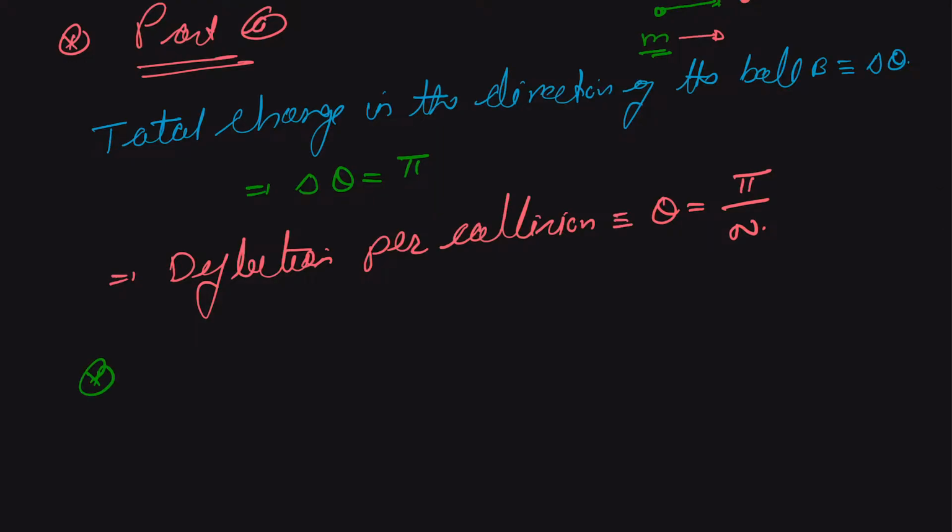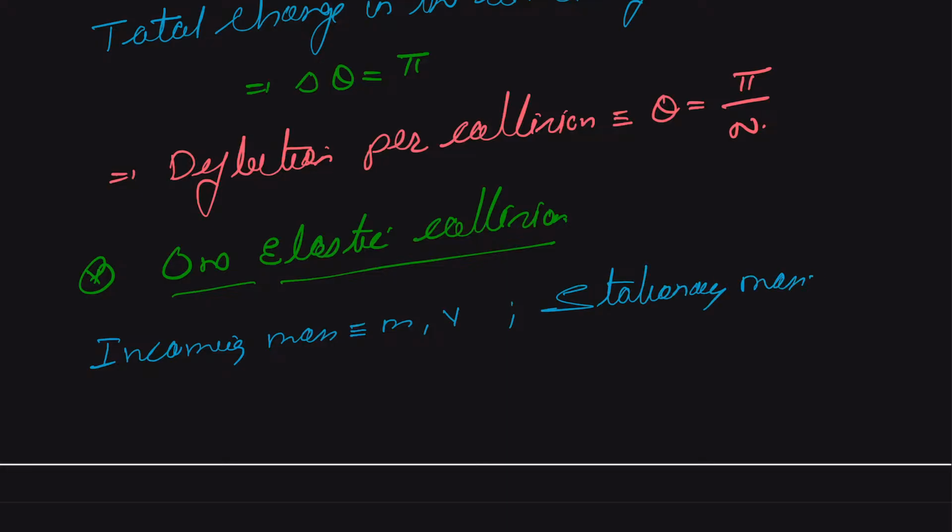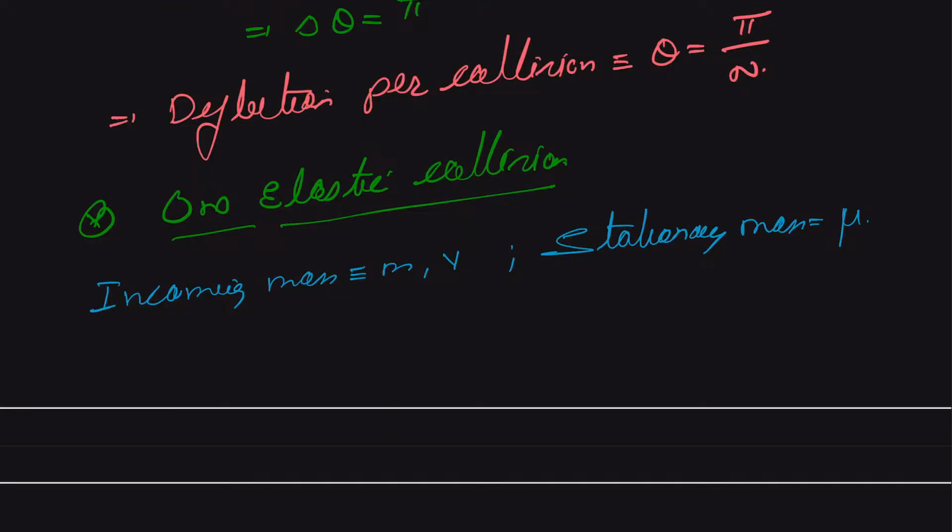So we say one elastic collision, and for that we know that our incoming mass is our m, and let us suppose its velocity is our v, and the stationary mass is, we have calculated, is our mu, and therefore we are going to make analysis with respect to the center of mass.